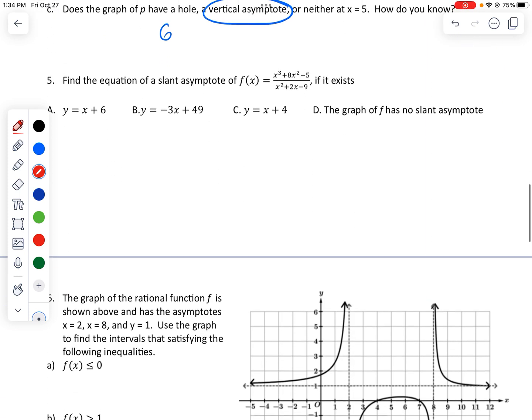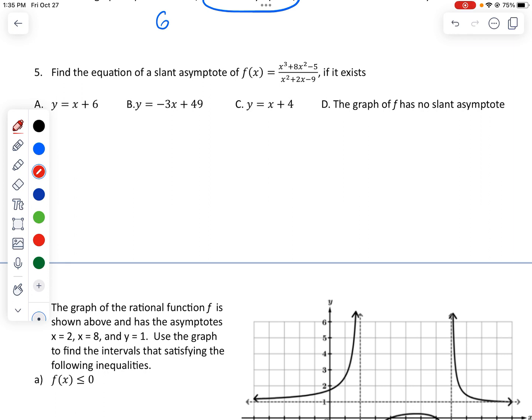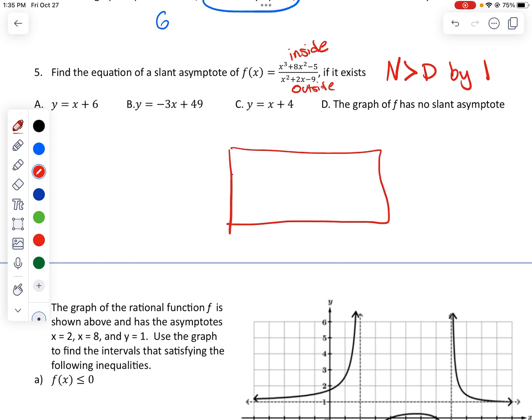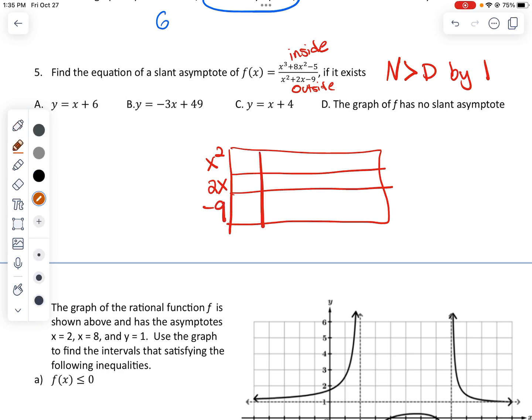Now, number 5, we have to find the slant asymptote. So if we look at our degrees, the numerator is greater than the denominator by 1, so there's a slant. So we have to do long division. And if you remember our long division, the top divided by the bottom. And so we did division with these boxes. So the outside of our box, x squared plus 2x minus 9. And then on the inside, the first thing we put is that x cubed.